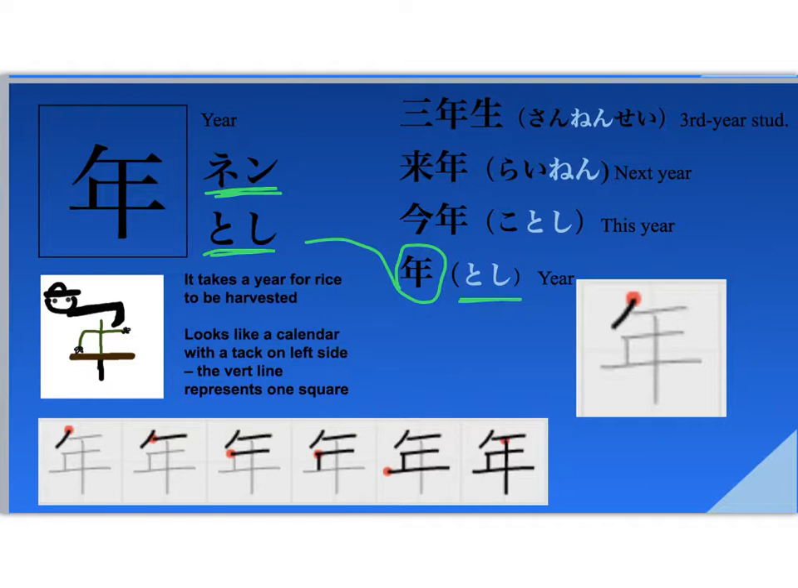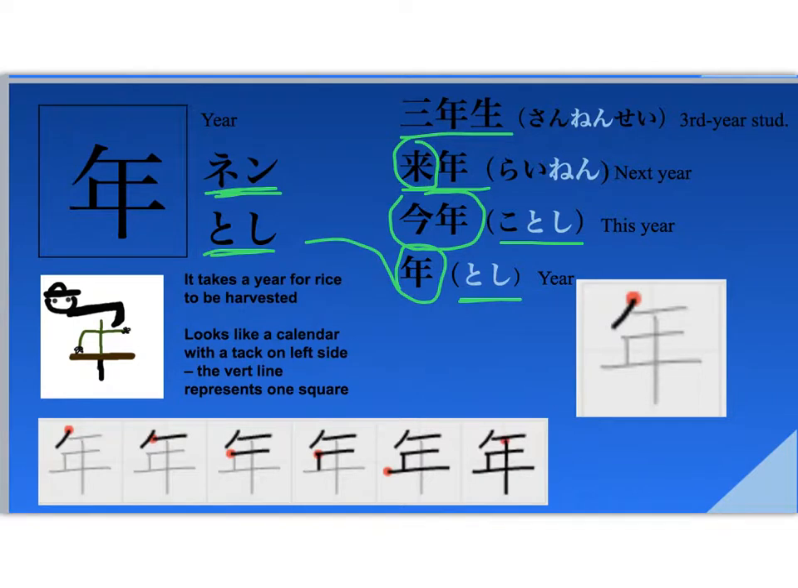But as you can see up here on the right-hand side, sanensei, third-year student, dainen, meaning the coming year, next year. And then this one is a little bit odd. This is not, for example, kyonen. In fact, it's read kotoshi. And kyonen, with just kyo, actually means last year. So that's really tricky. So put a little asterisk in your brain for that one.